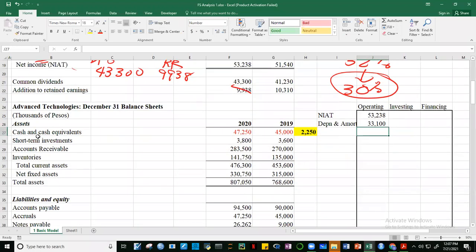O, puntahan tayo dito. So, siyempre, hindi natin isasama si cash kasi ito yung ini-investigate natin. Okay, let's look at short-term investments. Saan papasok si short-term investments? Operating, investing, financing. Okay. Liam, thank you. Eliza, thank you. Investing. All right.